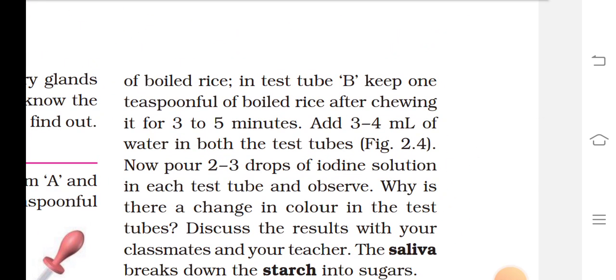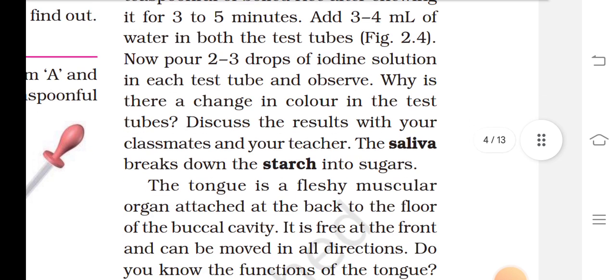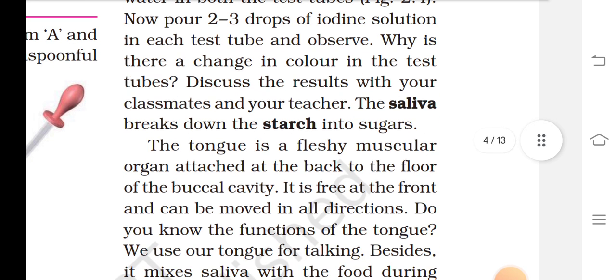Boil some rice in test tube B and keep one teaspoon of boiled rice after chewing, and 3 or 4 milliliters of water in both the test tubes. Now pour 2 or 3 drops of iodine solution in each test tube and observe if there are any changes in color in the test tubes. Discuss the result with your classmates and your teachers.